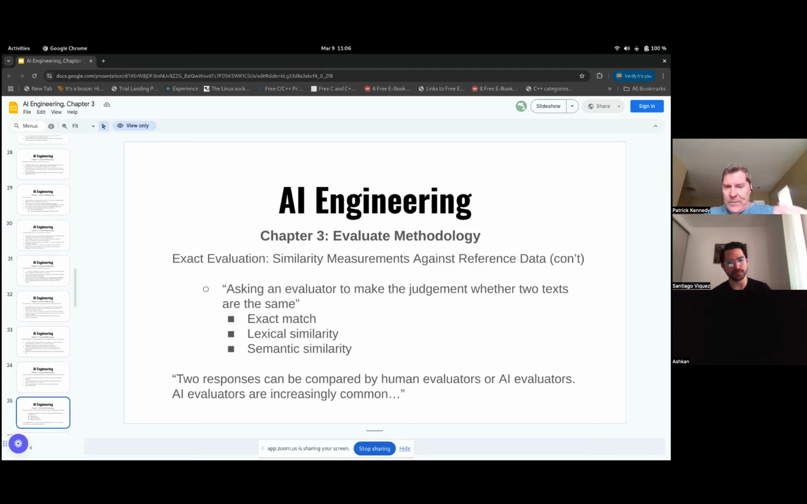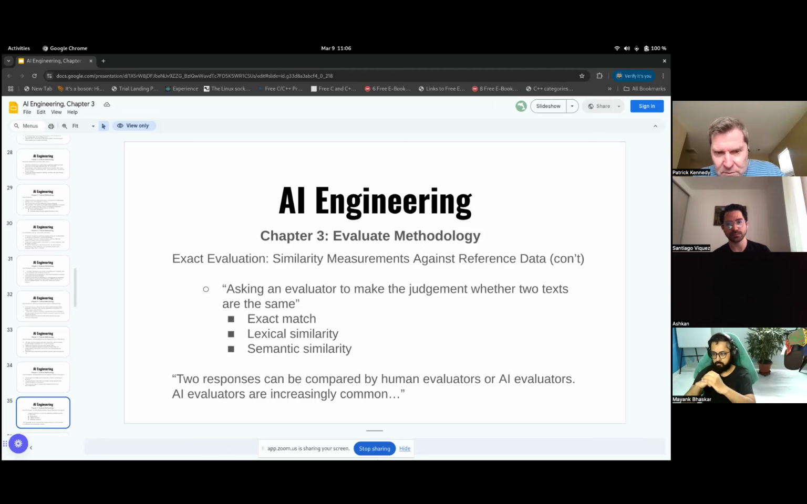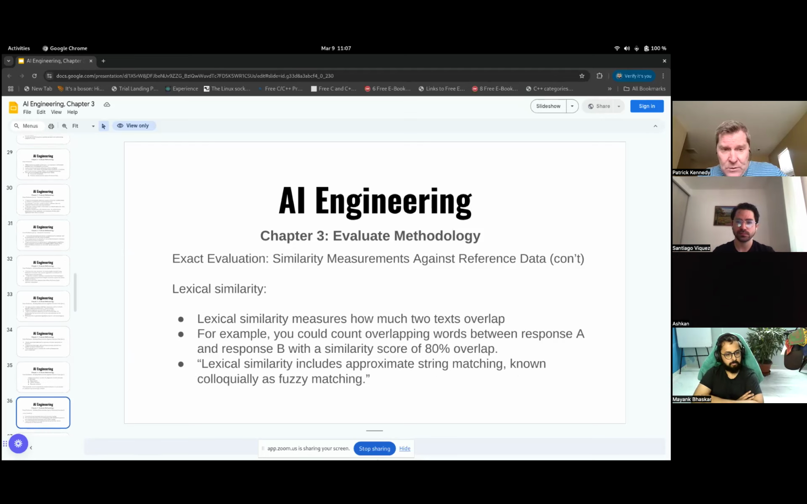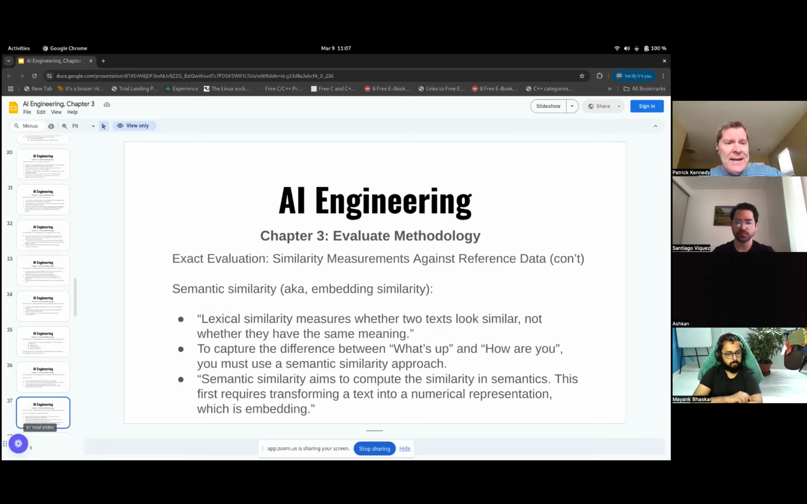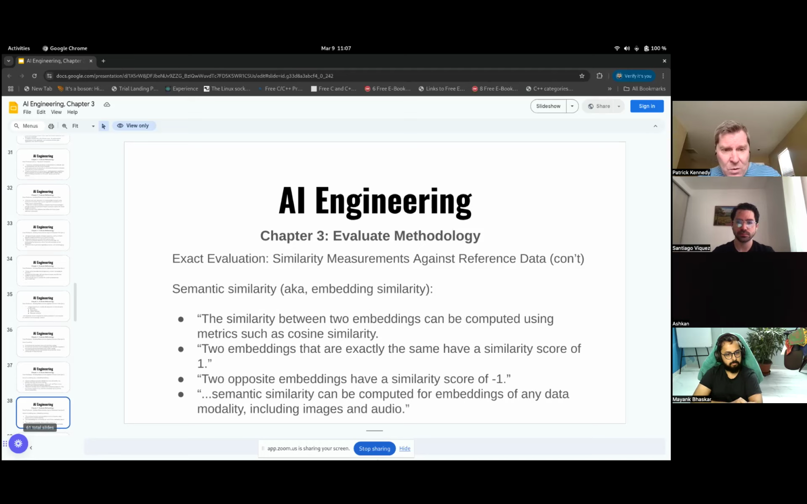And so you use those type of words in logic as you get into very advanced logic. So these kind of things you will see in logic and even in math. It's important. 2 responses can be compared by human evaluators or AI evaluators, and AI evaluators are increasingly common. And so lexical similarity, we already talked about that. And semantic similarity, we talked about that. You can review these slides accordingly.